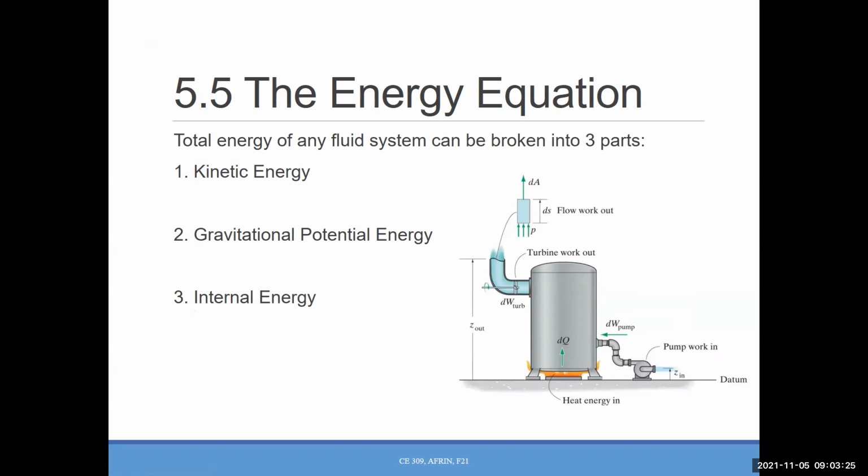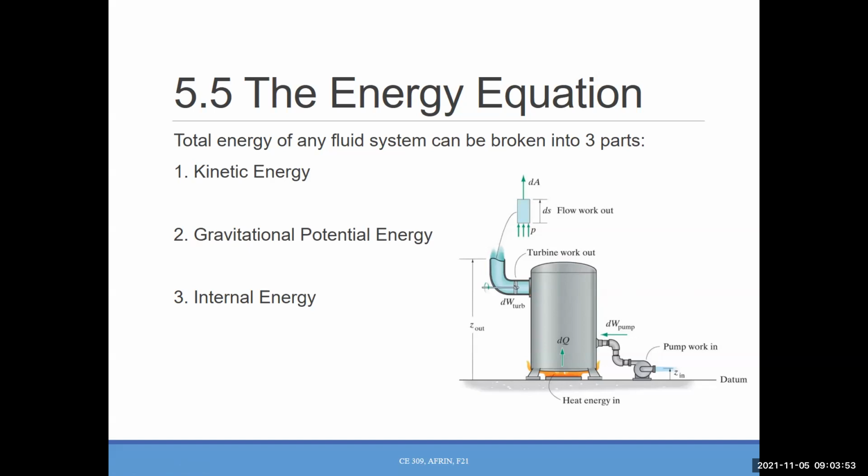in a system. So Bernoulli said for any fluid particle, there can be three different types of energy. One is kinetic energy, one is gravitational potential energy, and another one is due to pressure. Here, we are saying the total energy for any fluid system, and Bernoulli's equation was for a single particle. So for any system, the total energy can be broken into three parts.